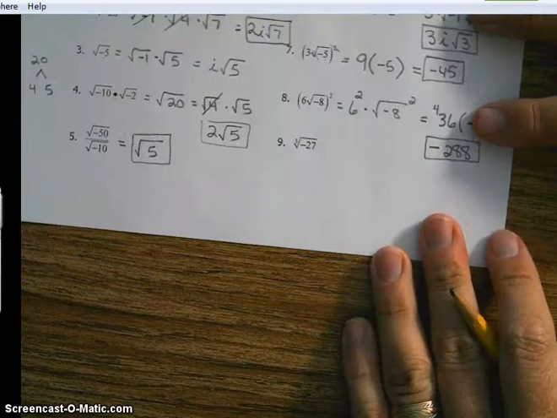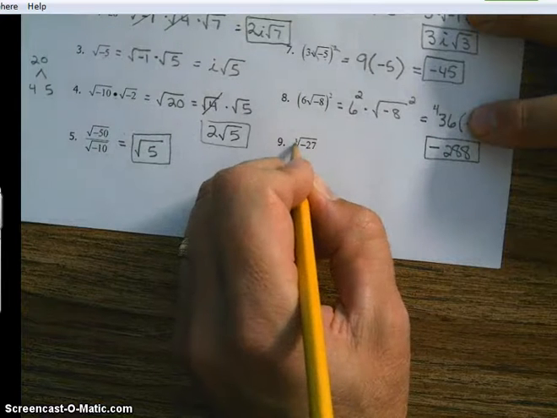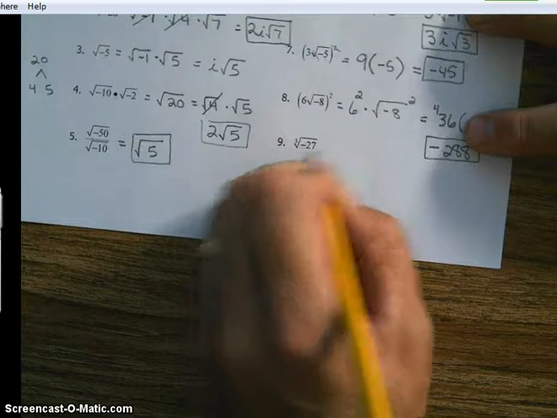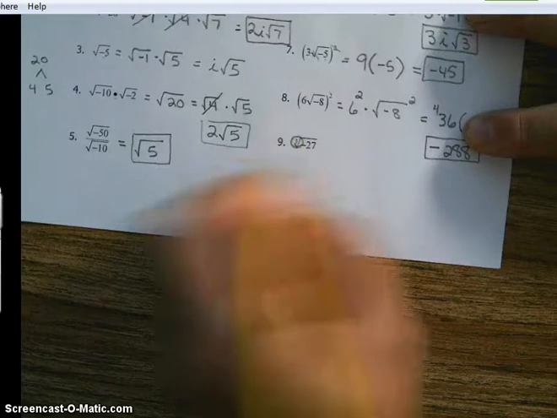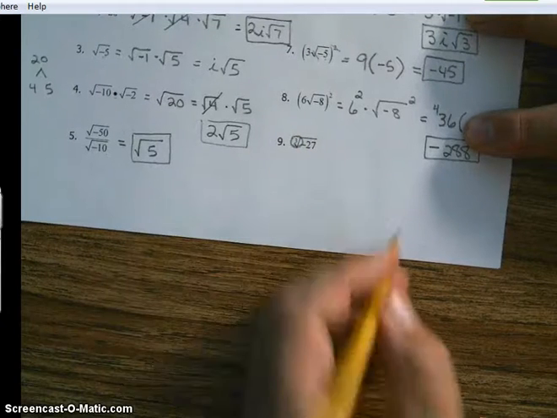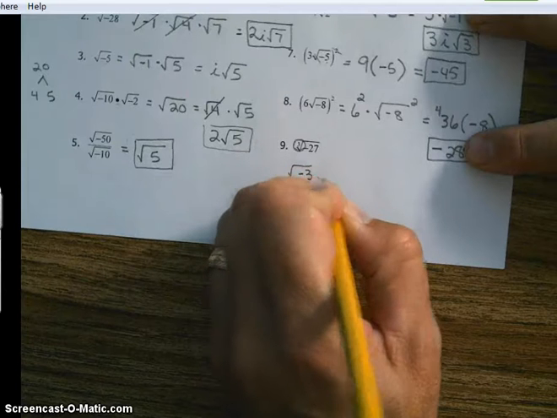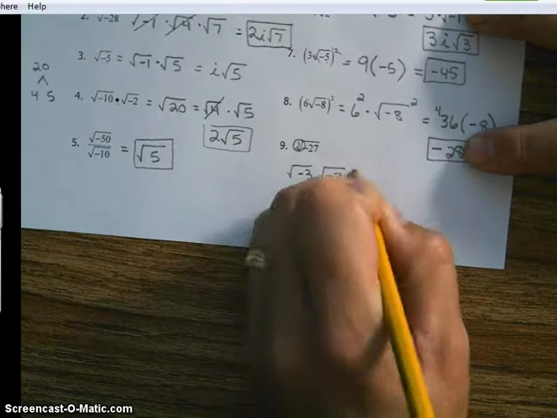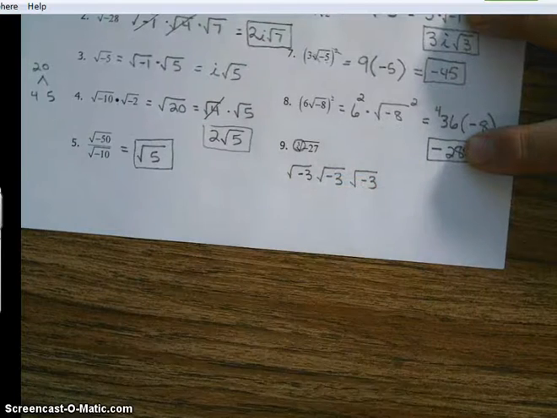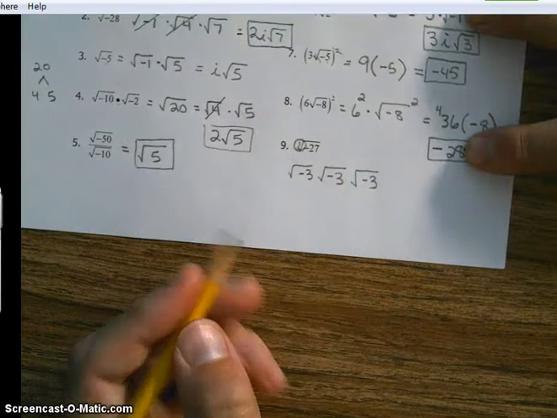All right, number 9. So it's the cube root. So we're looking for 3 numbers that are the same that multiply to give us negative 27. And that is going to be the square root of negative 3 times the square root of negative 3 times the square root of negative 3. If you multiply these numbers together, you get negative 27.